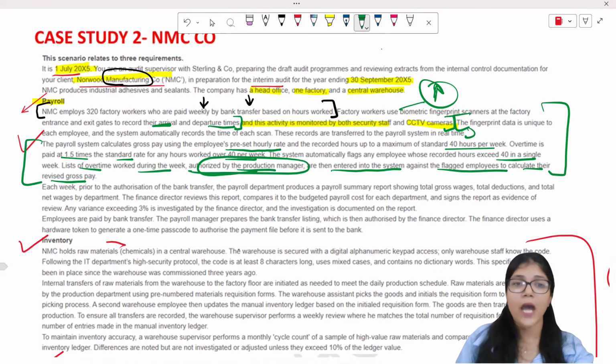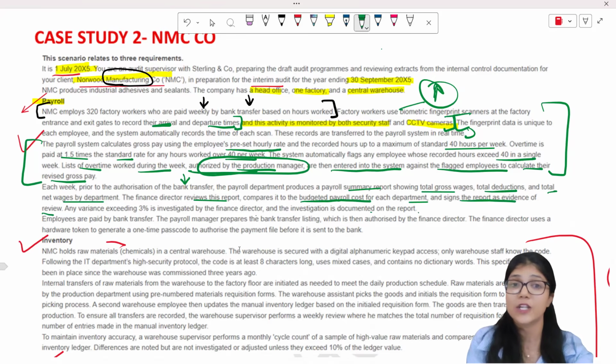Next, each week prior to authorization of bank transfer, the payroll department produces a payroll summary report, okay, showing total gross wages, total deductions, and total net wages by the department. The finance director reviews this report and compares to the budgeted payroll cost for each department and signs the report as evidence of review. Any variance exceeding 3% is investigated by the finance director, and the investigation is documented in the report.